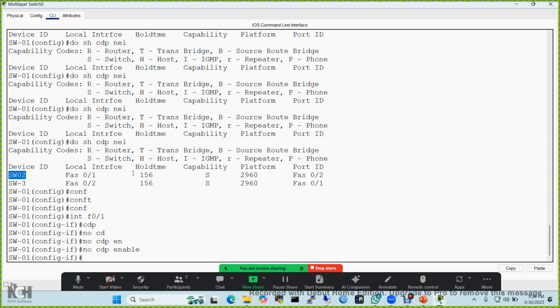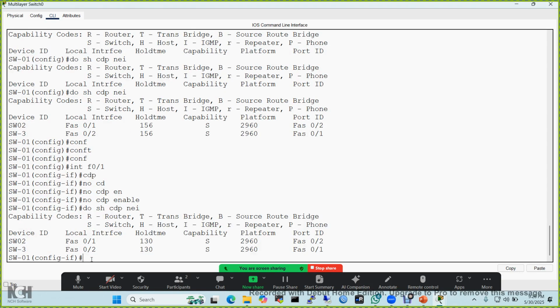It will just take the whole hold time, then it will make it down. I am checking. Do show CDP neighbors. 130 seconds is the whole time. After this time it will make this switch down.